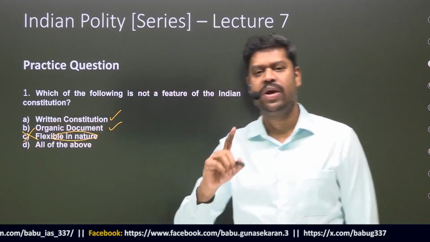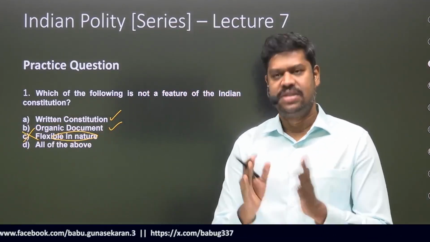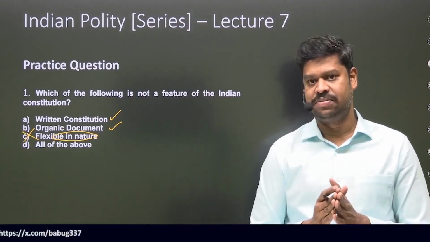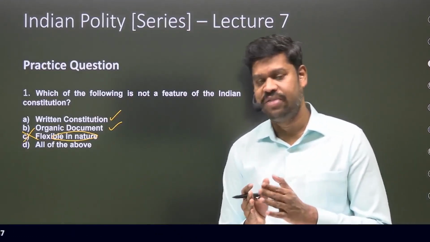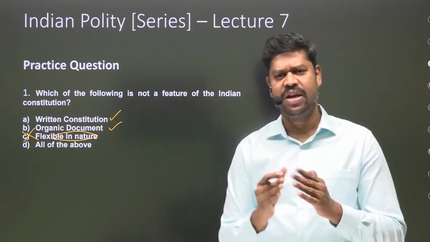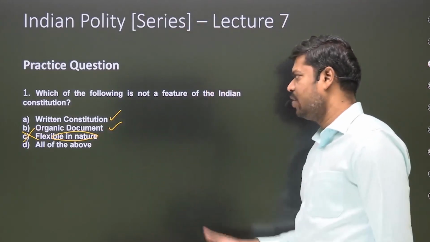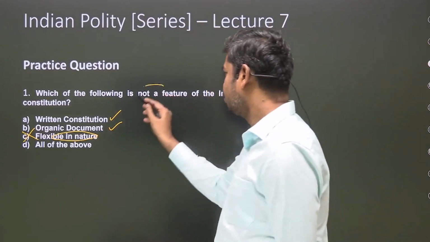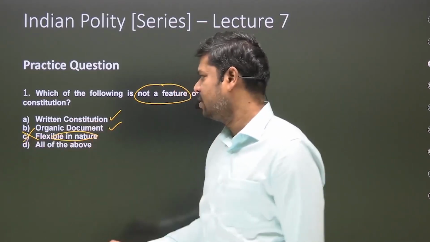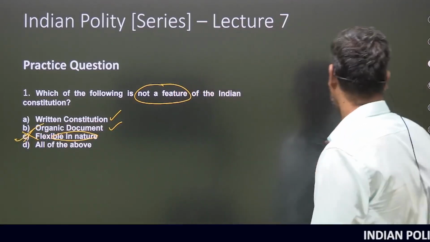That is the reason why in the last around 75 years since 1950, we have amended the Constitution of India only 106 times. In fact, the American Constitution is even more rigid than the Indian Constitution, and in their constitutional history, they have a very small number of constitutional amendments. So definitely this is not a feature. With that, we'll try to answer. It is asking which of the following is not a feature of the Indian Constitution. So the right answer would be option C, that the Constitution of India is flexible in nature. That is definitely not a feature.